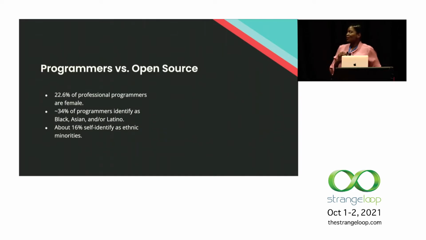So, according to the Bureau of Labor Statistics, about 22% of professional programmers are female, 34% identify as Black, Asian, or Latino, and about 16% self-identify as members of ethnic minorities or ethnic groups. So, those numbers aren't great, but when you compare it to US demographics in general, it seems like right around what you would expect. And you would also expect that contributor diversity would match that. Well, unfortunately, it does not.